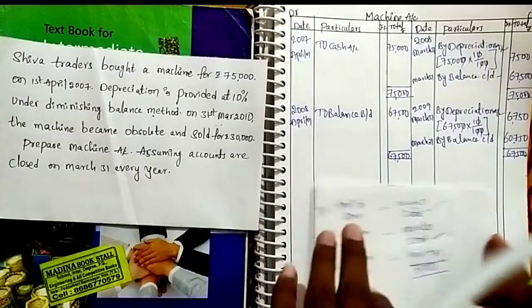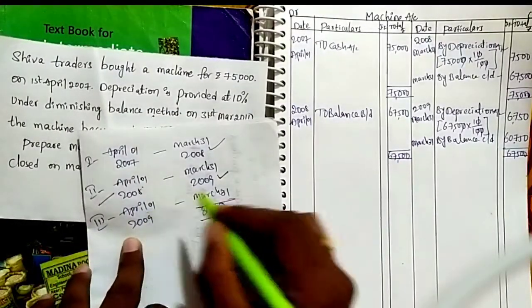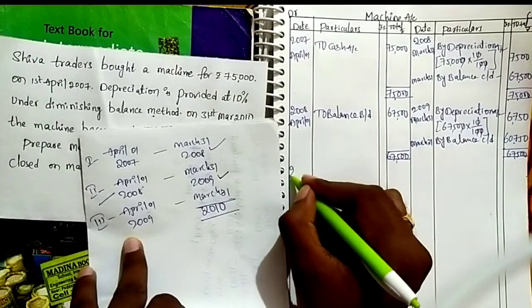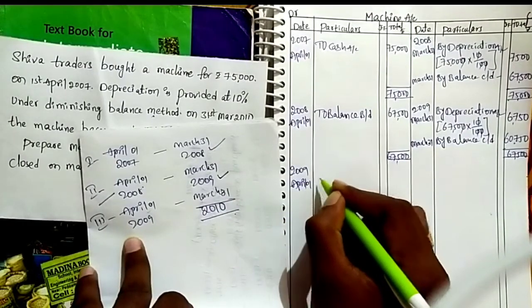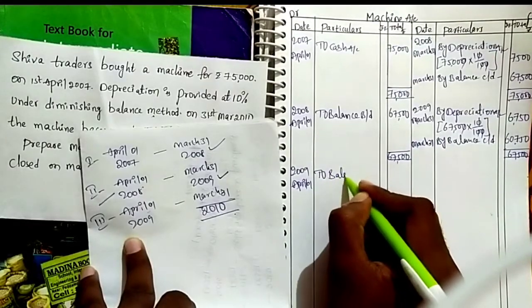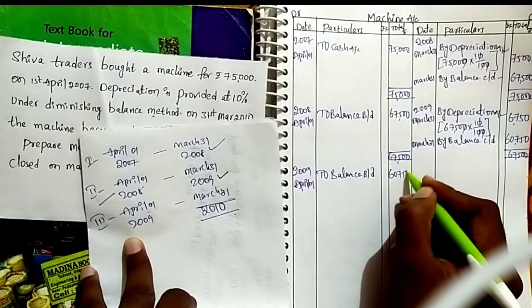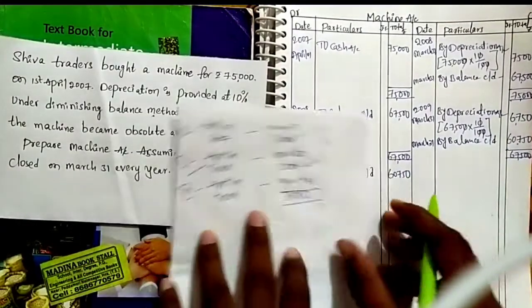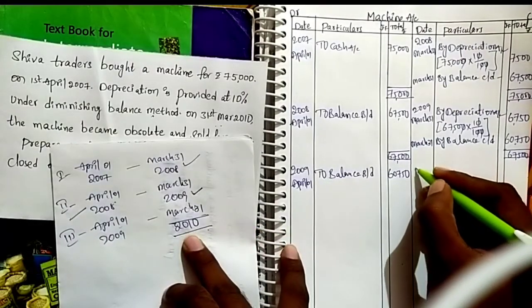This balance is forwarded to the third financial year. What is the third financial year? See this, 2009 April 1st, to balance brought down, 60,750.